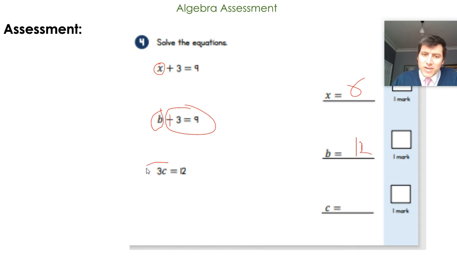And finally, 3C. That doesn't mean 3 add C. When I put the digit next to the representation of C, that means I'm multiplying it. So 3 lots of C make 12. So what do I divide 12 by? I divide it by 3, and therefore I know that 12 divided by 3 is 4. So C is worth 4.